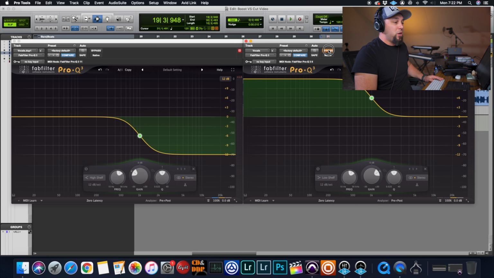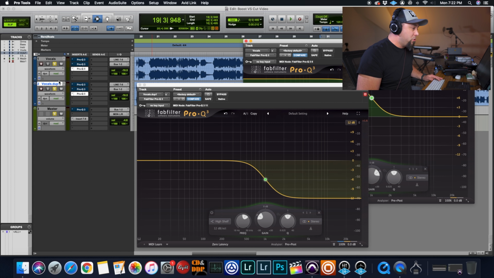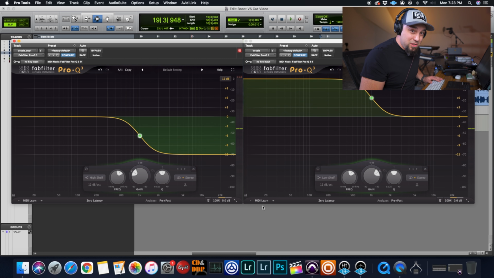All right, let's put both these plugins in. Let's make sure both of the vocals are soloed. They certainly are. Right here you can see. And let's give this a go.